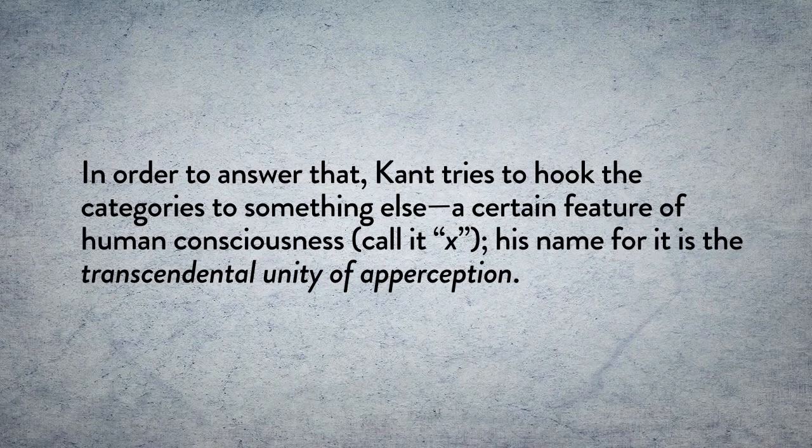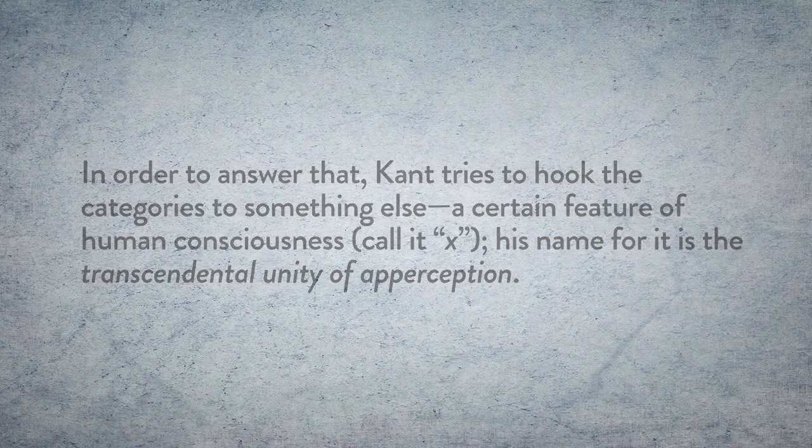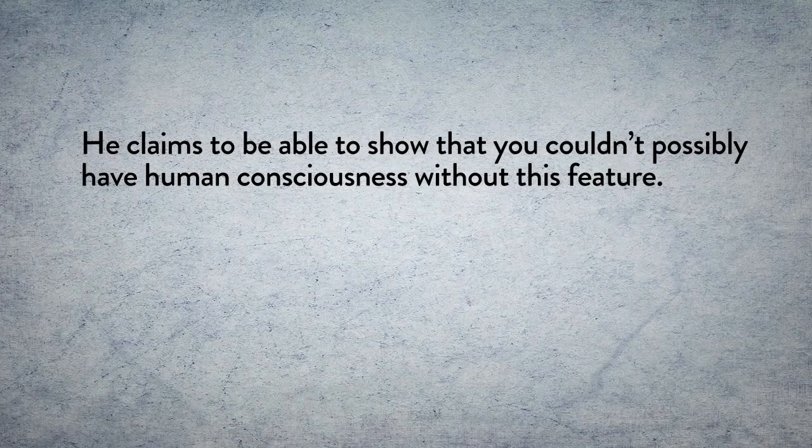He selects a certain feature of human consciousness. What it is here is irrelevant. Let's just call it X, because I'm just indicating the type of thing he does. His actual name for it, if you care, is the transcendental unity of apperception. But we can just call it X for here. There's a certain feature of human consciousness he claims to have discovered, which is such that it is absolutely intrinsically necessary. And he claims to be able to show that you couldn't possibly have human consciousness without this X feature.